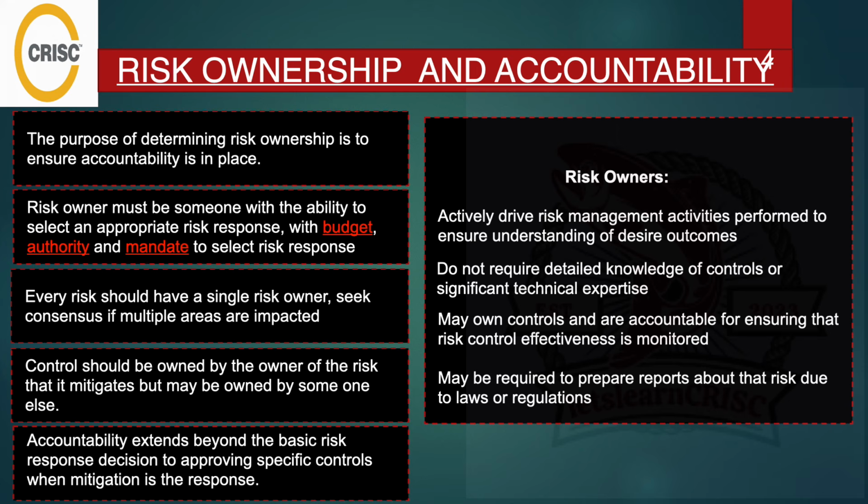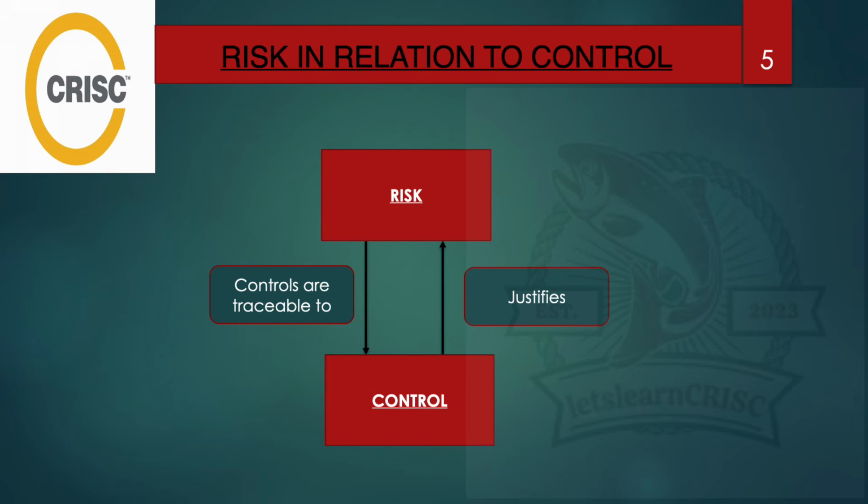Next, we can talk about the risk in relation to the control. The concept of creating a direct link between risk and control is fundamental to effective risk management. This relationship ensures that the risks are addressed through appropriate controls and that all controls are justified by the risk they are meant to mitigate.